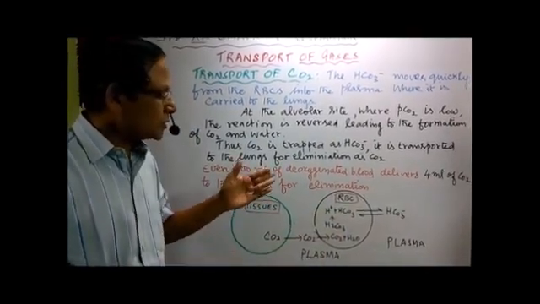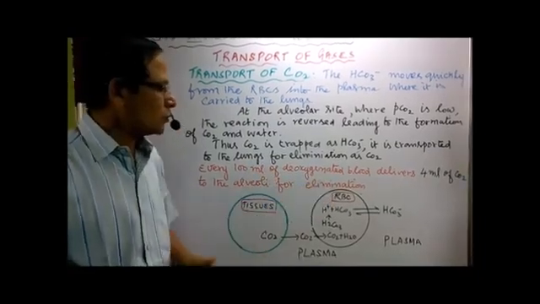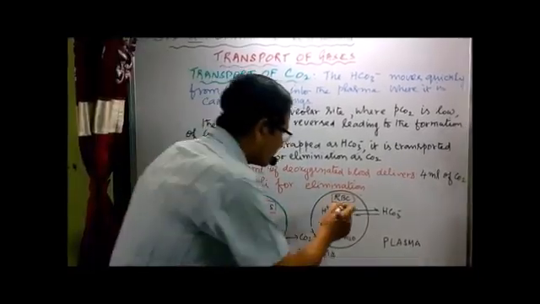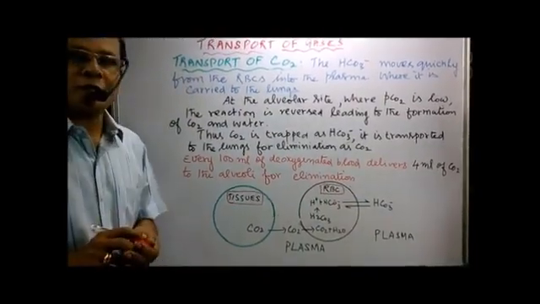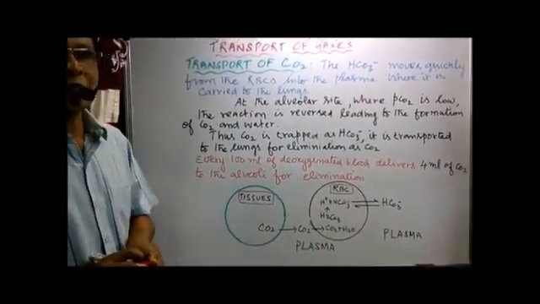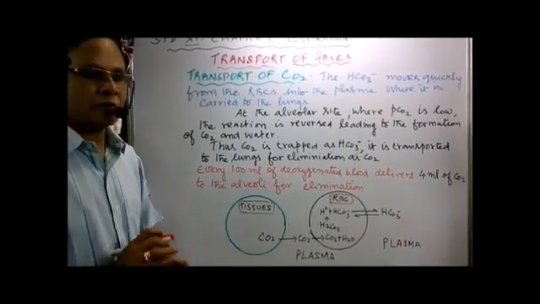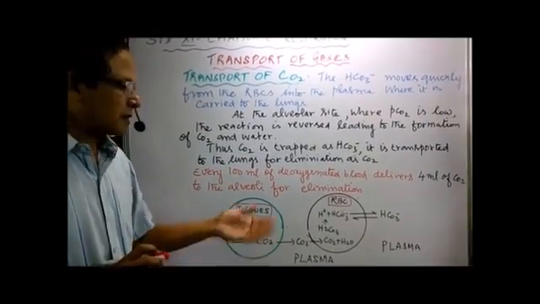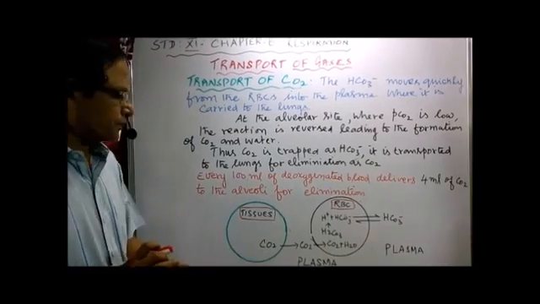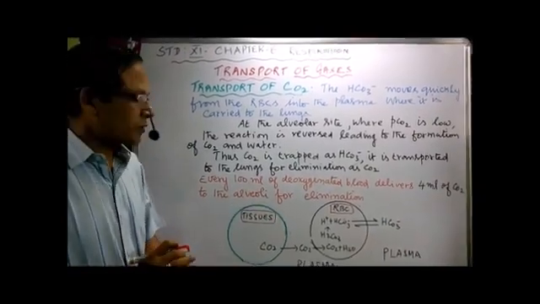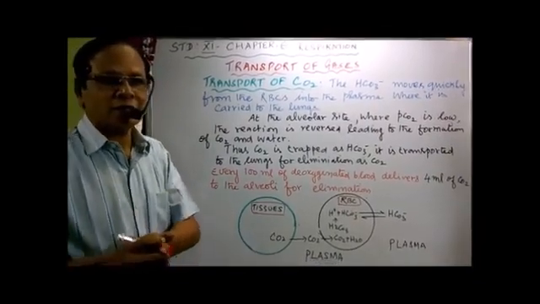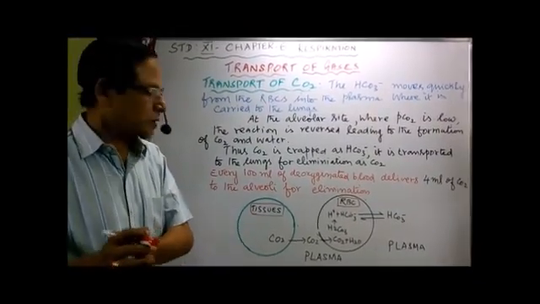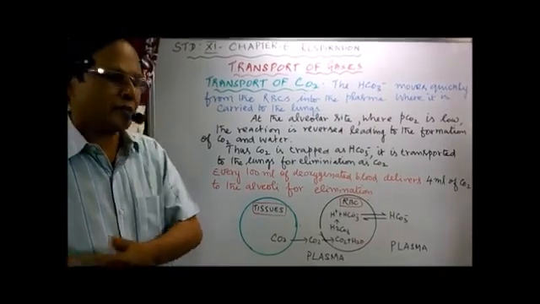Now the bicarbonates diffuse out of the RBC, and are transported as bicarbonate ions in the form of either sodium bicarbonate or potassium bicarbonate. Now in the lungs or alveoli, the reaction is reversed. The hydrogen ions combine with the bicarbonates to form carbonic acid, which splits into carbon dioxide and water, and carbon dioxide is eliminated.